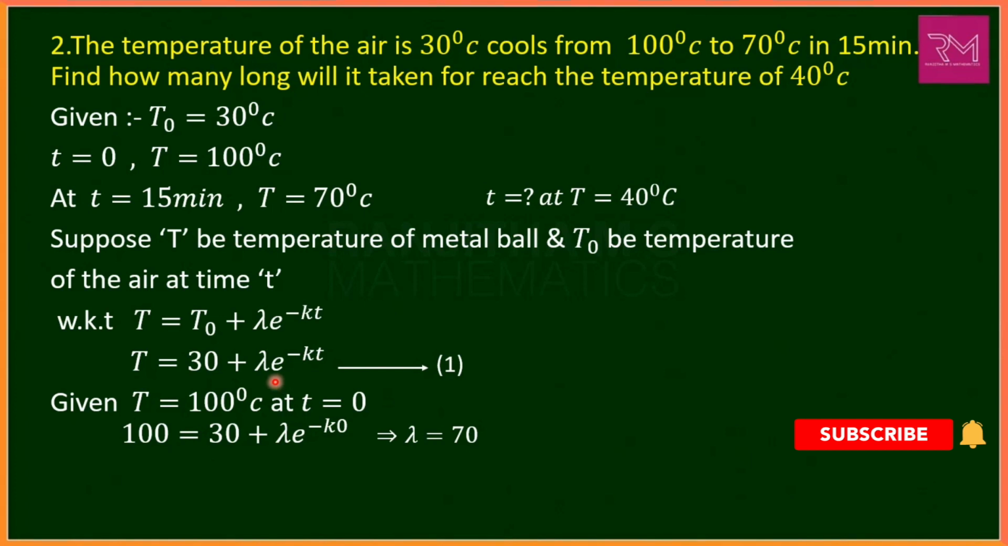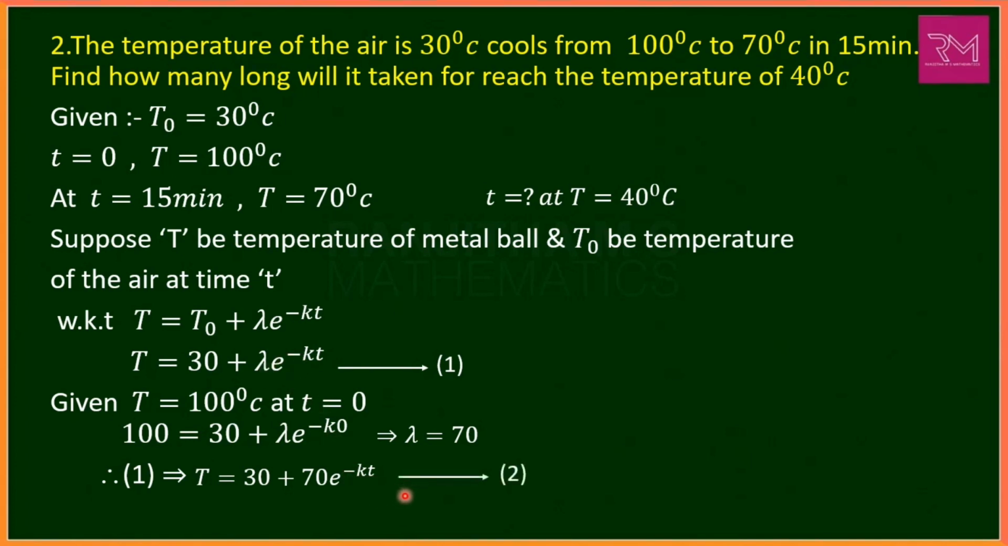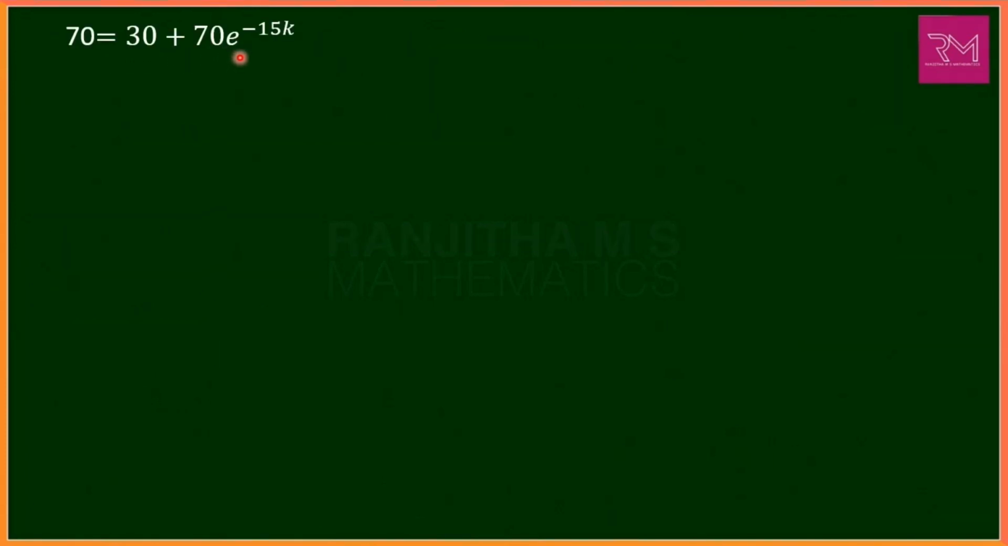Substitute lambda value as 70 in equation number 1, we get T is equal to 30 plus 70 into exponential power minus kt. Call this equation number 2. Once you obtain lambda value as 70, next we have to take the condition at t equal to 15 minutes, where the temperature of the metal ball is 70 degrees Celsius. Now substitute T value as 70 and small t value as 15 minutes in equation 2. We get 70 is equal to 30 plus 70 into exponential power minus 15 into k, that is k, t value is 15 into k.